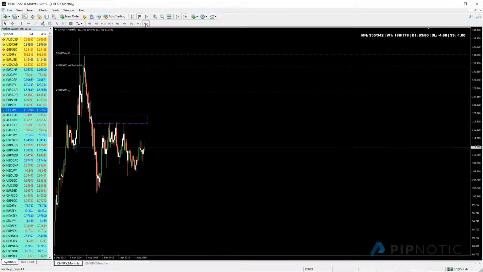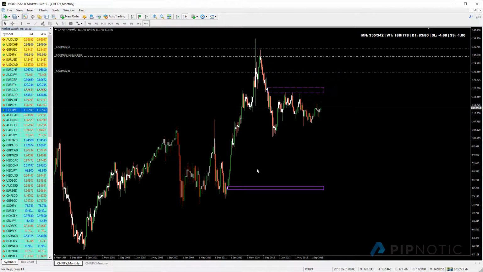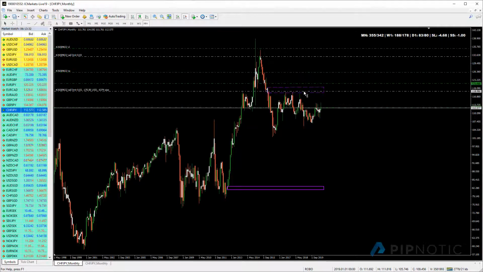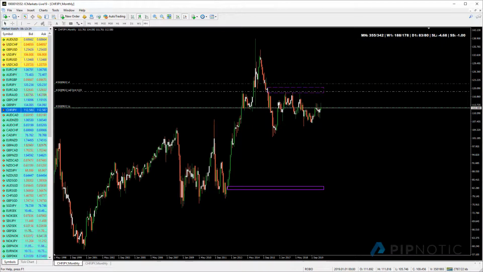Okay, let's start on the monthly. What's going on here? This is pretty far away, but we have this area here which has been tested once, twice, three times. So the beginning of the sell zone is around here, just here.